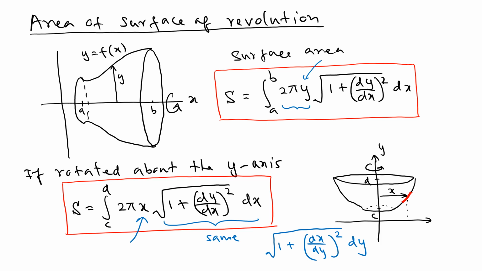So if you rotate about the x-axis, you have y. If you rotate about the y-axis, you have x. Okay, so let's do just one problem to see how it works. We can try this problem.